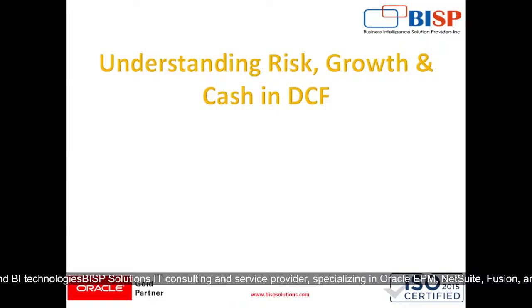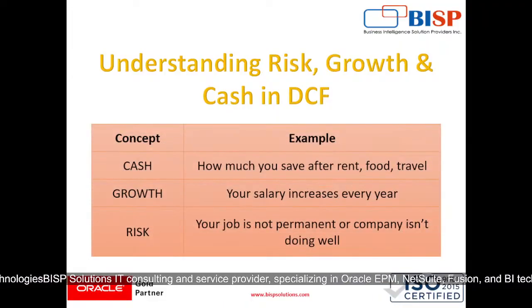Then comes our understanding of risk, growth and cash in DCF. Cash is how much you save after rent, food and travel. Growth is your salary increasing every year, and risk is your job not being permanent or the company not doing well. So this is what risk, growth and cash in DCF mean in simple terms, right?